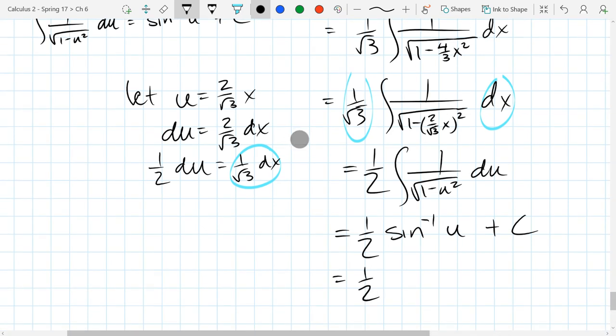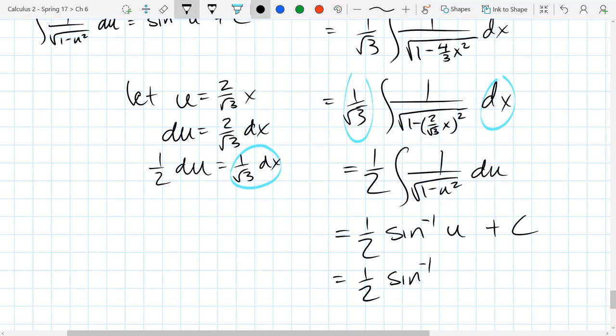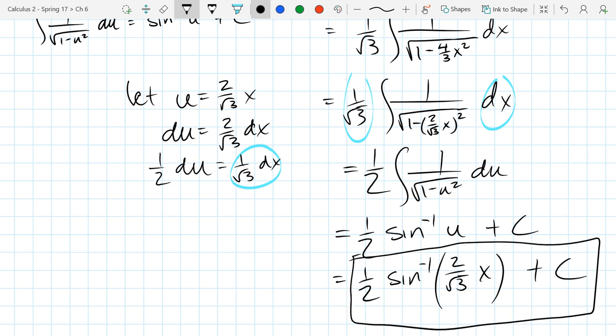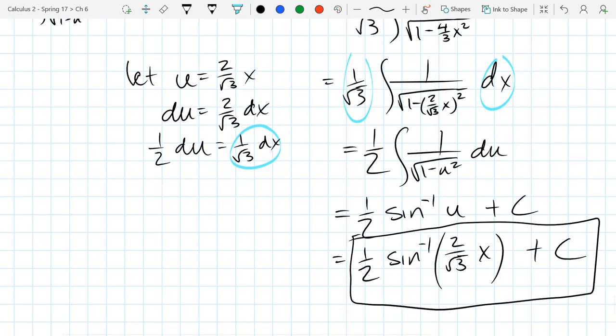And remember to unsubstitute u. So it's sine inverse 2 over square root 3 x. And that is our answer. We're finally back into x's. We got rid of the antiderivative by antidifferentiating.